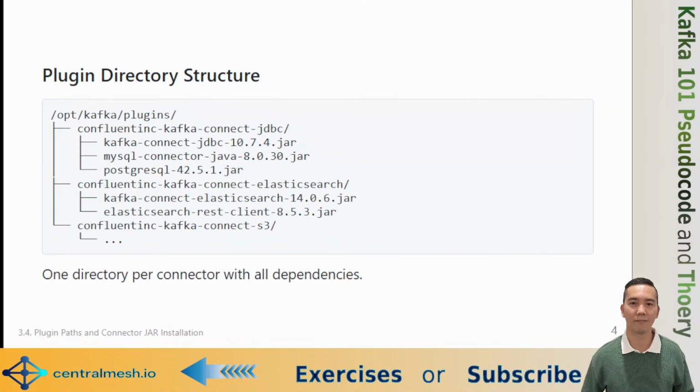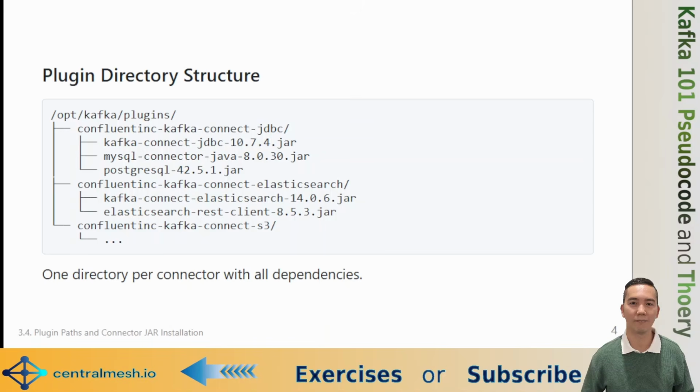The directory structure is extremely important. Notice every connector has its own dedicated directory. For example, the JDBC connector has its own folder containing the connector jar, the MySQL driver, and the Postgres driver. The Elasticsearch connector has its own folder with its connector jar and Elasticsearch client libraries. Likewise, the S3 connector has its own directory containing all of its required AWS libraries. This separation is highly recommended because Kafka Connect treats each directory as an isolated plugin.